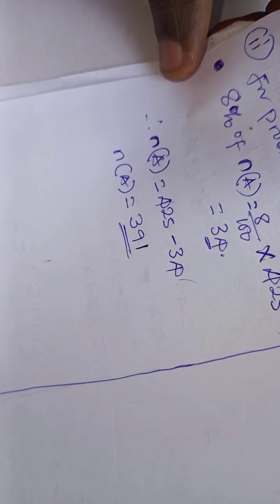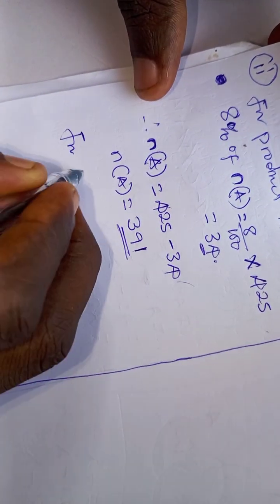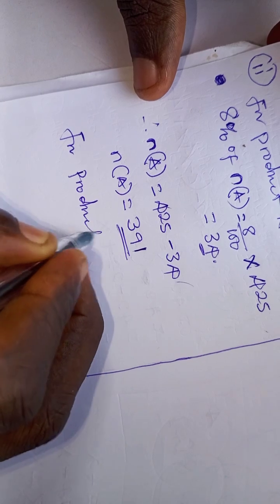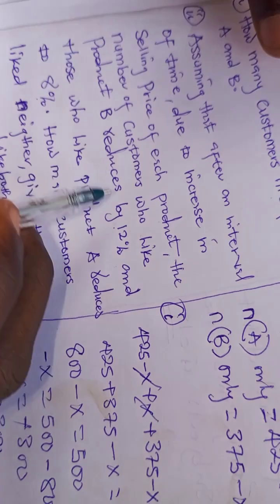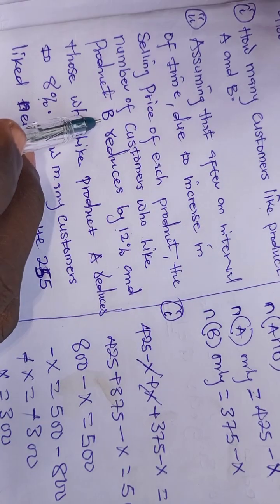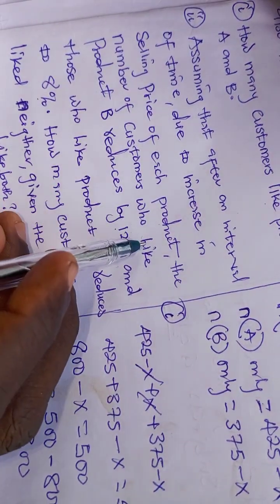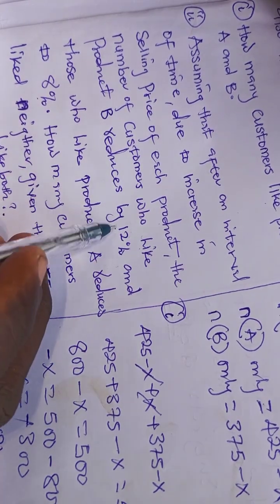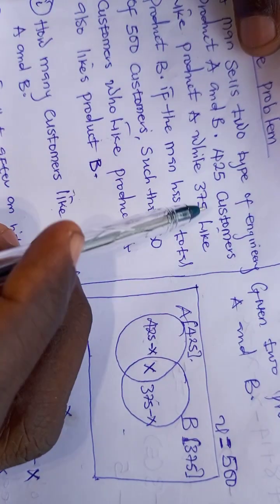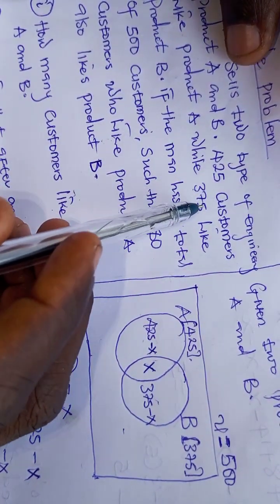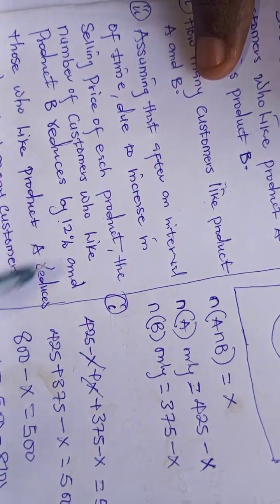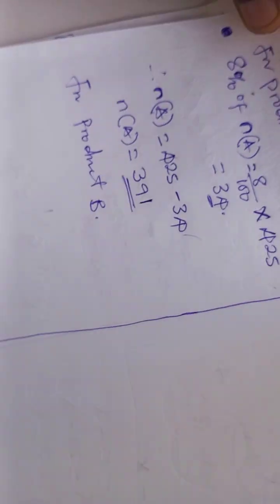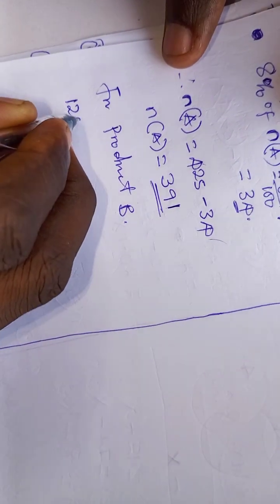So we are going to do the same thing for product B. For product B, we are told that customers who liked product B reduced by 12%, which means that the initial number of customers that liked product B, 375, was reduced by 12%. So it will be the 12%.